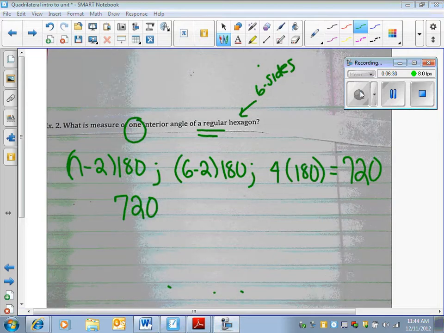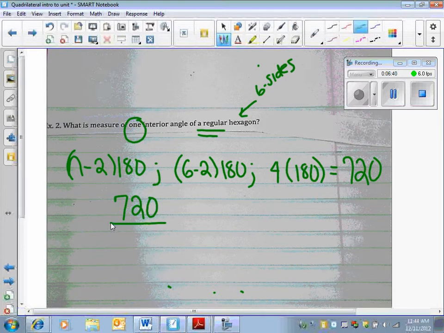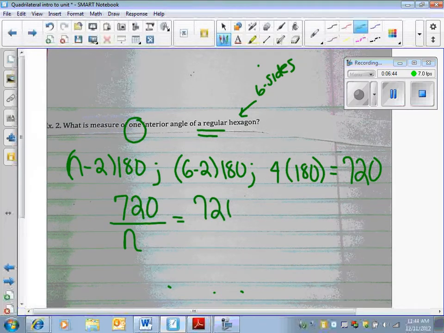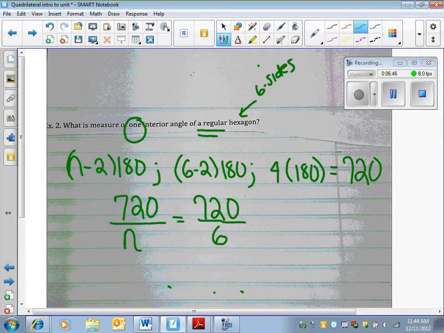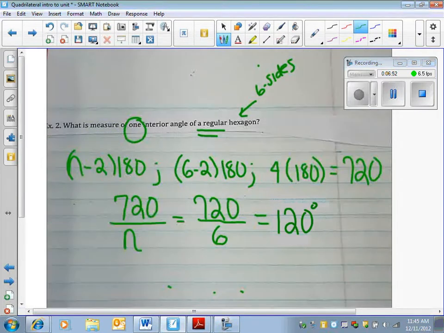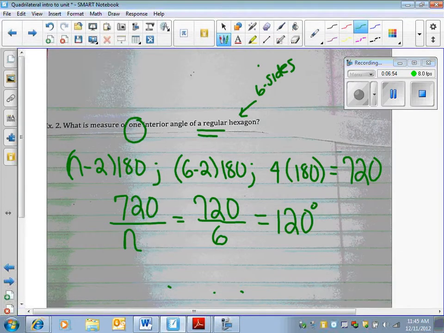Isn't that lovely? That's the same one as the one we just did. But this is all of them. What do you suggest I do just to find one angle? Well, how many angles are there? This should be divided by the number of sides. And in our case, 720 should be divided by 6. So that gives us 120 degrees. So each angle in this figure is 120 degrees.